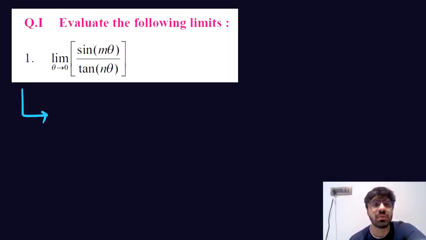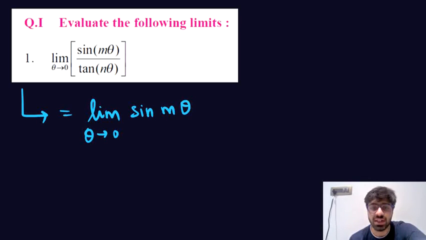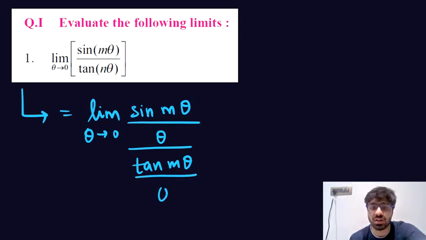We have limit of theta tends to 0, sin m theta divided by tan n theta. To solve it, we know very well that under sin we need theta and below tan also we need a theta. So we will divide the numerator and denominator with theta. So limit of theta tends to 0, we have sin m theta divided by tan n theta. Divide the numerator with theta, divide the denominator with theta. Separate the limit also.